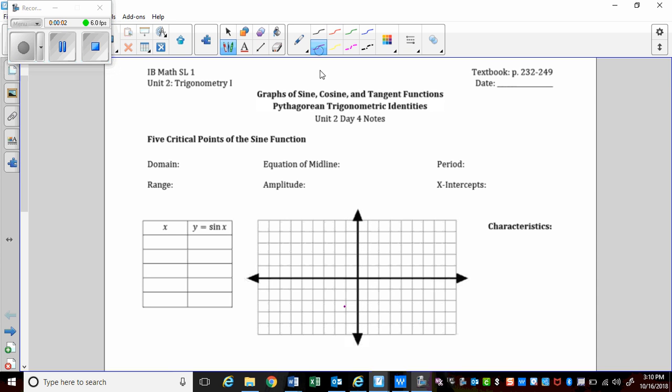Good morning. This is Unit 2, Day 4 notes. Today we're going to go over how to graph our trigonometric functions. So I'm going to go over sine. In order to do sine, I'm going to look at the unit circle.